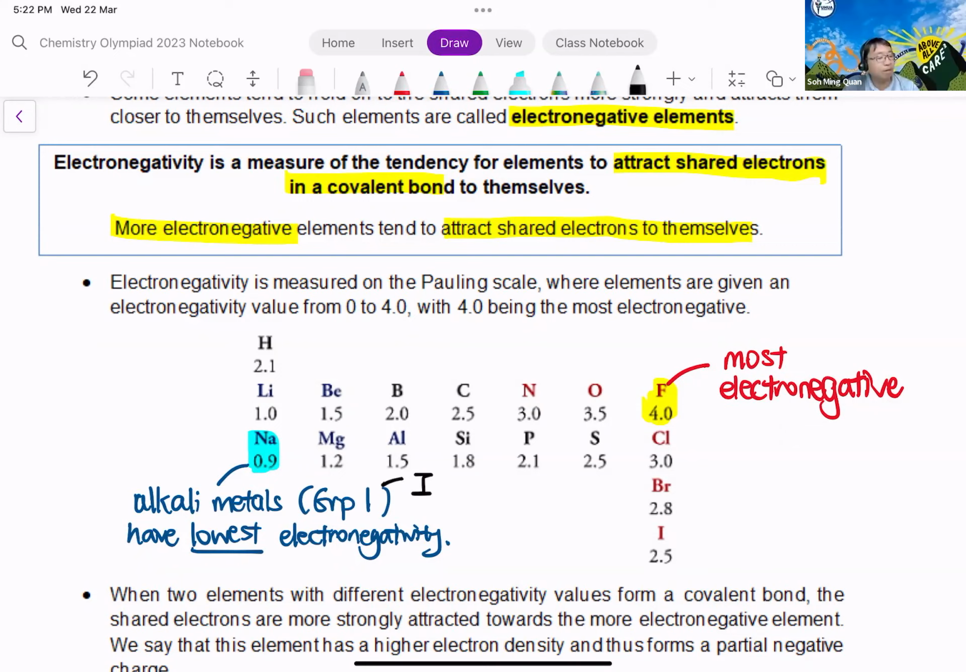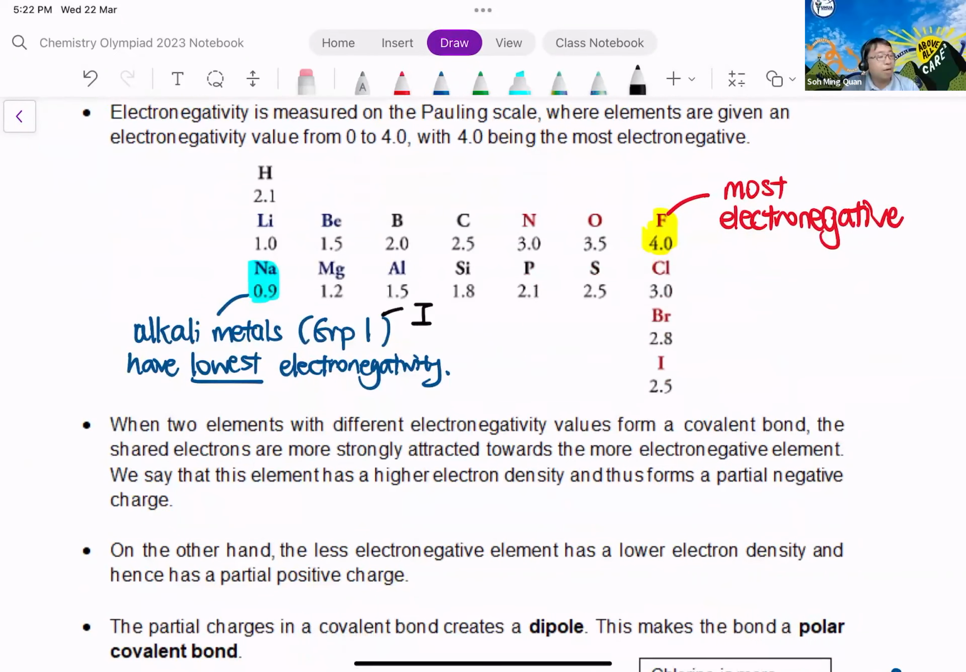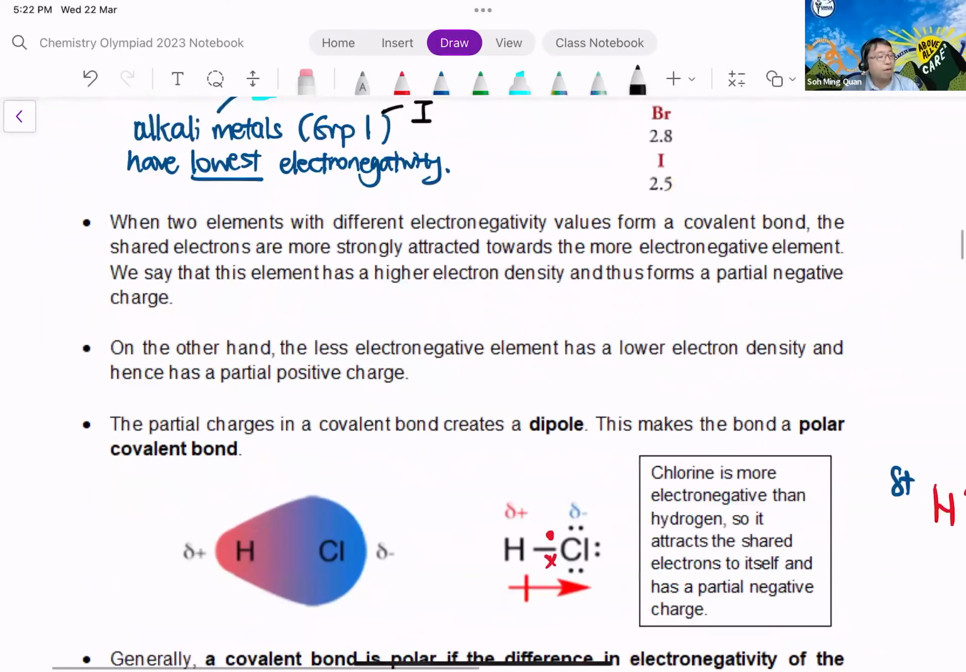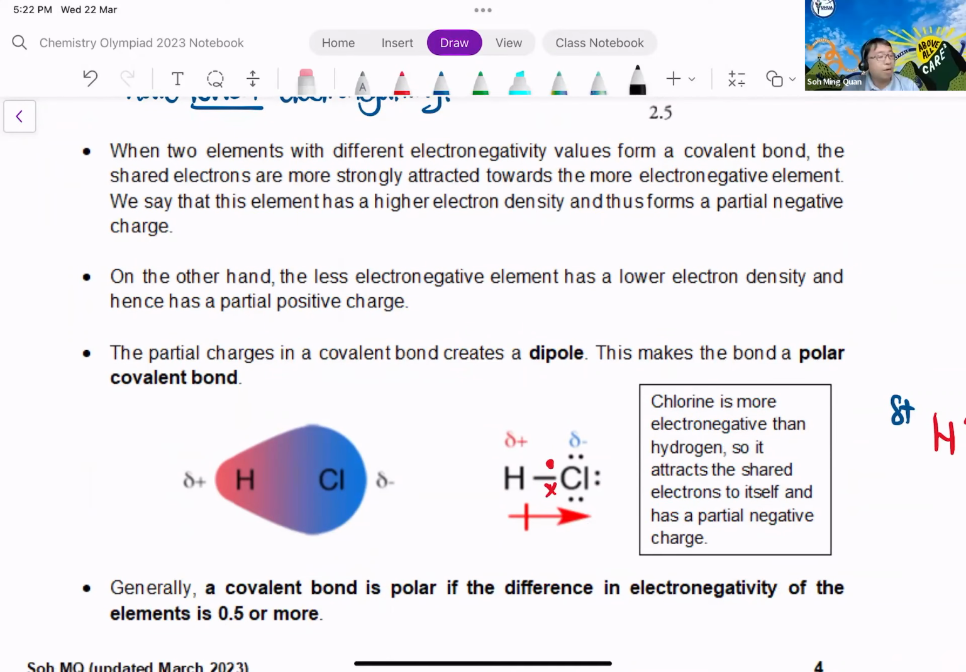Now, the key thing is, once you know the electronegativity values, you can work out where the shared electrons will be. Will it be closer to this element or that element? Now let's go straight to the example below, which is HCl. HCl is called hydrogen chloride. If it's dissolved in water, it's called hydrochloric acid, a common acid that you find in the lab. HCl is obviously a covalent molecule. Hydrogen is a non-metal, chlorine also a non-metal.